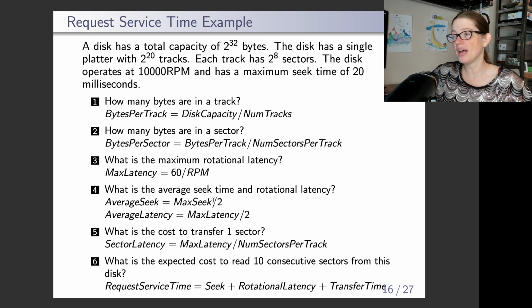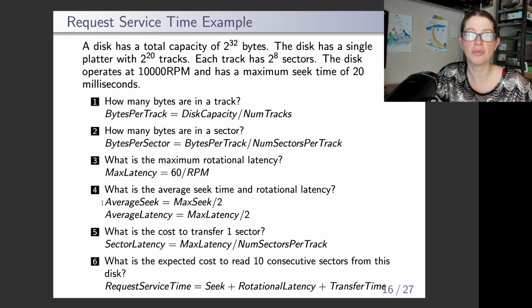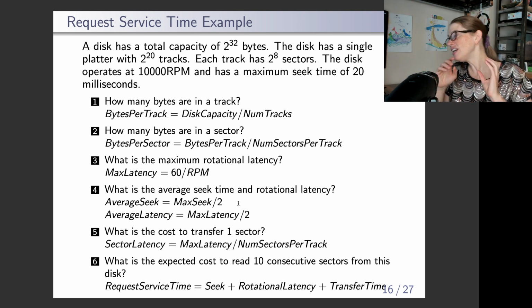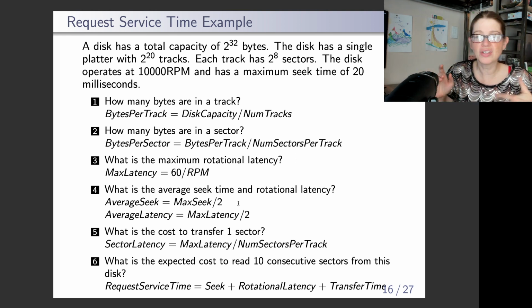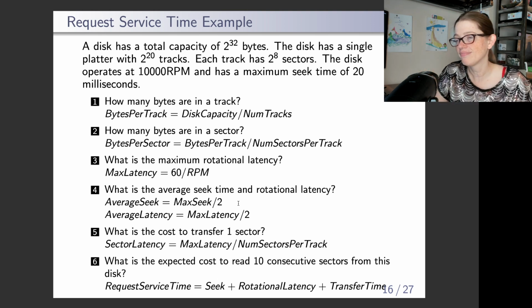Now, seek time. Average seek time. We use the average seek time when we don't know how many tracks we actually are going to move. So if I don't know where the read-write head is right now, and I don't know to which track I need to move to, then I would use the average seek time. And the average seek time is the maximum over 2. And there is all this expected value math you could do to arrive at this. We're not going to do it.